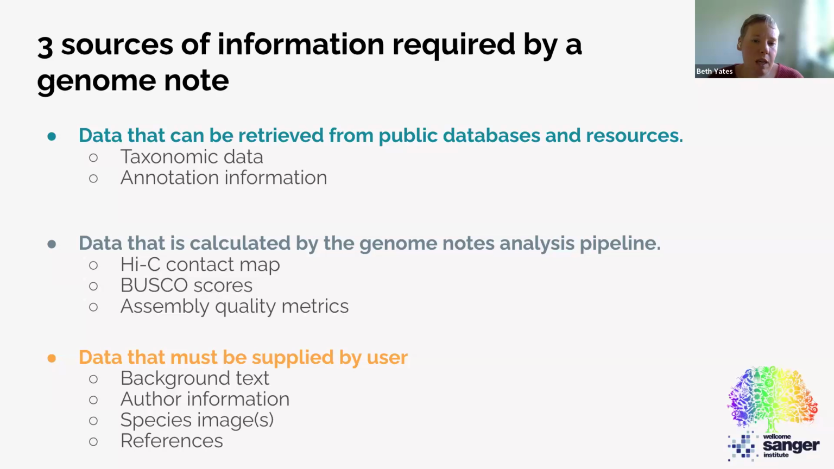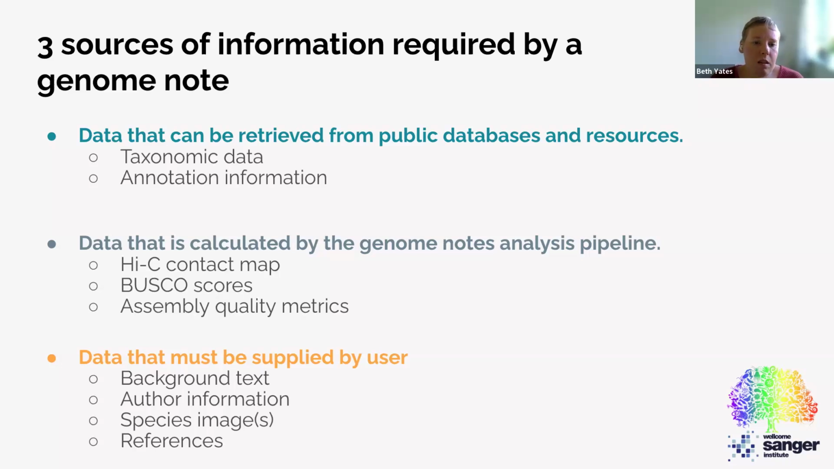And then there's data that can be calculated. So we can have our genome notes analysis pipeline run some software and generate some information that then goes into the genome notes. That is things like the assembly quality metrics I mentioned earlier, BUSCO scores, and the Hi-C contact map based on the Hi-C data.